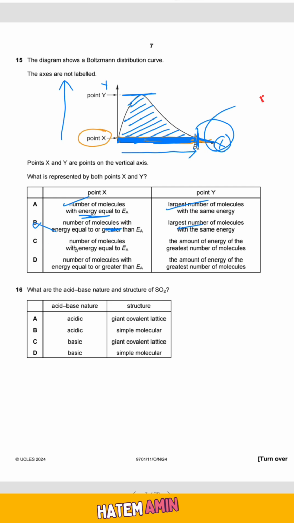C: number of molecules with energy equal to. Okay, that one is correct. The amount of energy of the greatest number is not an amount. Here X and Y is the number of molecules, not the amount. The other one also is an amount, so that one is not correct too. So the first option, which is A, is the correct answer.